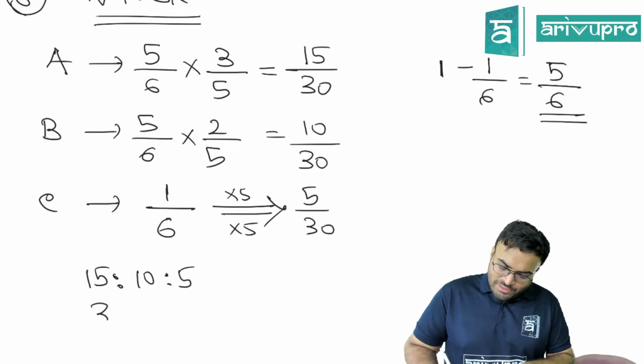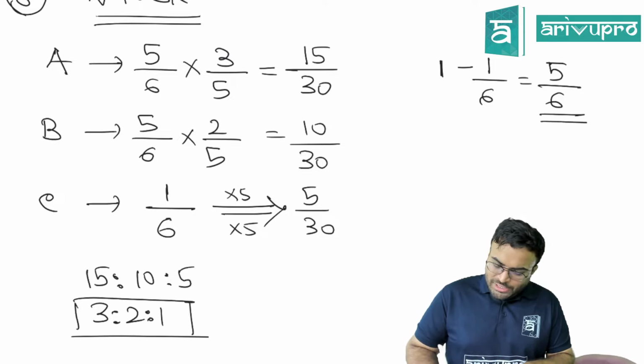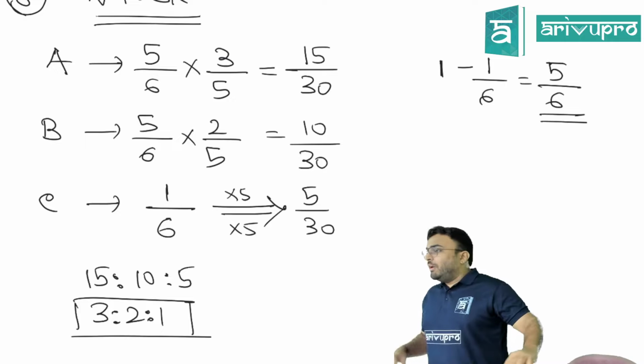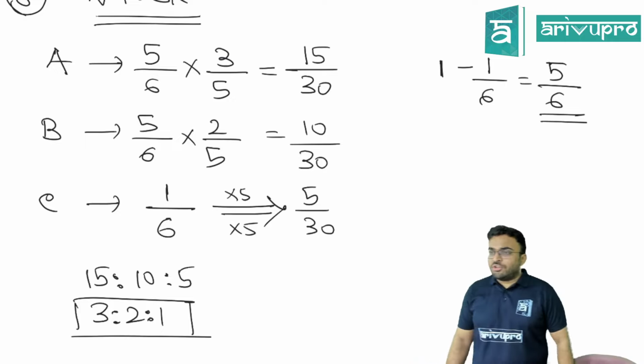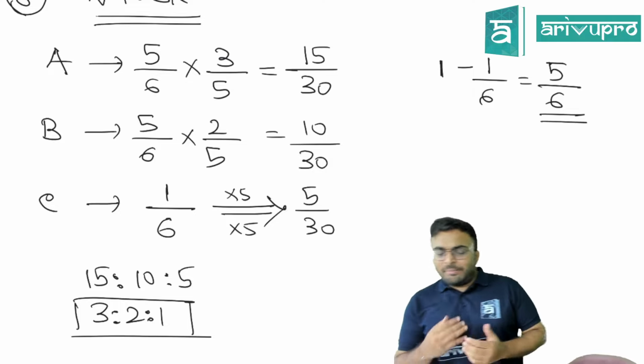Basically the profit sharing ratio is 15:10:5, nothing but 3:2:1. Without getting this, we can't calculate. Why? Because when we are distributing the profit, with the minimum guaranteed, we need this profit sharing ratio. I hope it's clear. Again, I'm explaining.